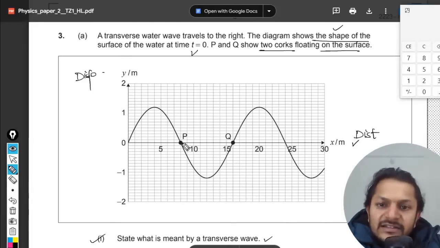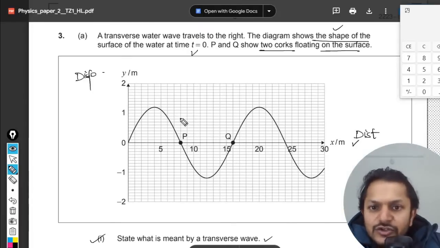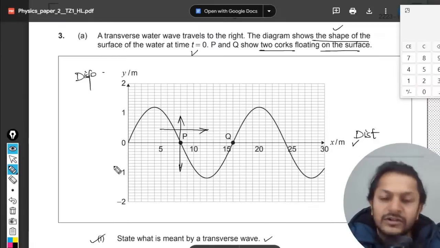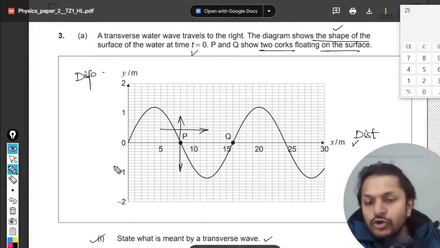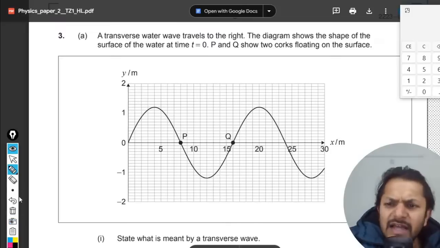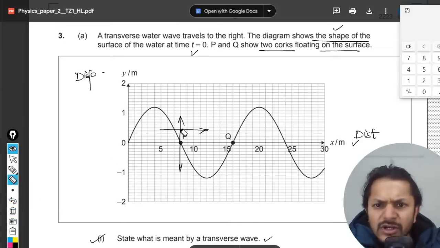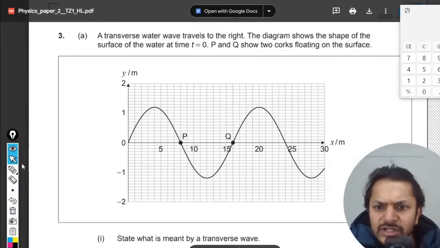It means that, let us say we're talking about the particle P. So particle P will be moving up and down, but the wave is moving towards the right. So there is the 90-degree angle, the right angle, between the direction of the wave and the direction of motion of the particle. I think that must be already known. There will be no doubt in this question. Okay, let us go to the next question.